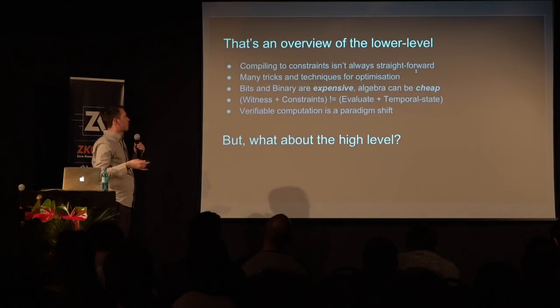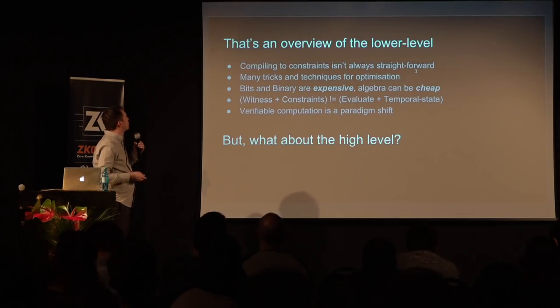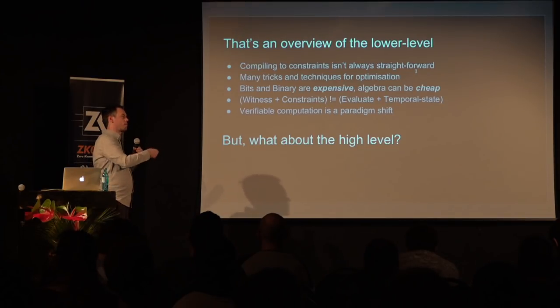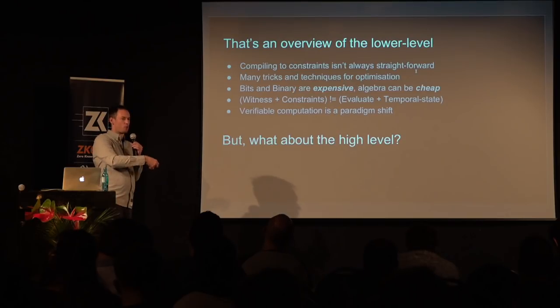So I've tried to give a fairly quick overview of the lower level, but the high-level points you can get away with. There are lots of really interesting techniques for optimizing if you understand the form of the constraints and how to translate your high-level problem, in a way that you are used to programming, into this different model.